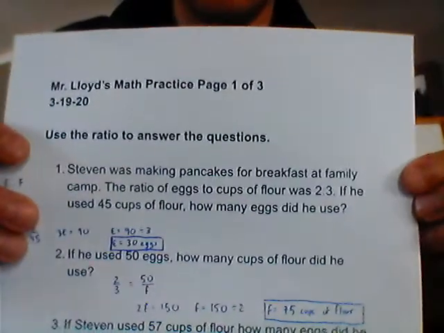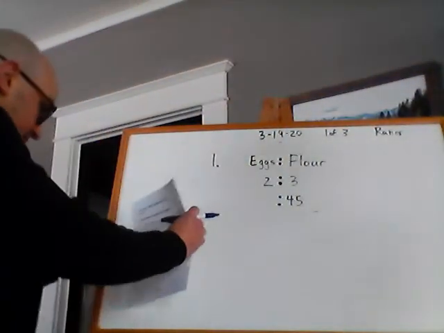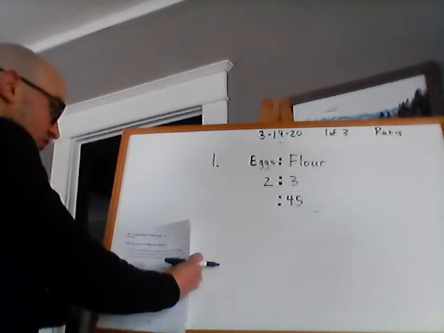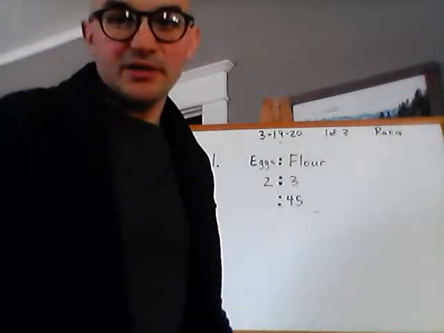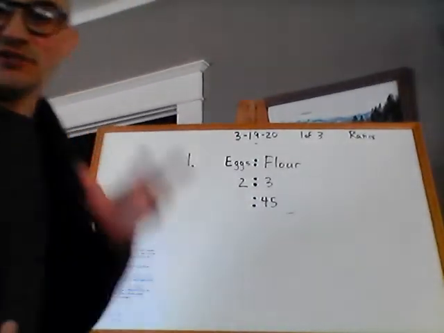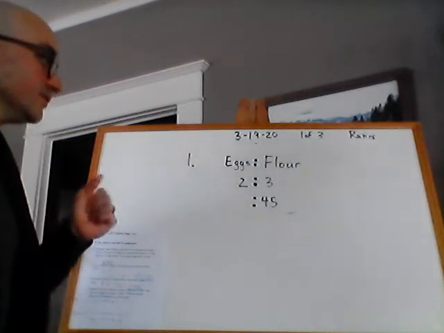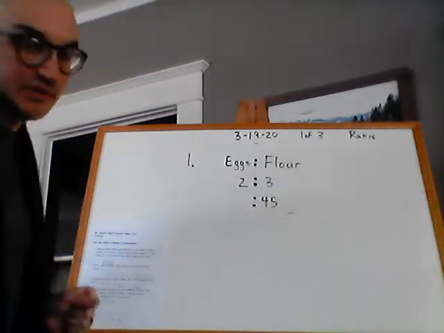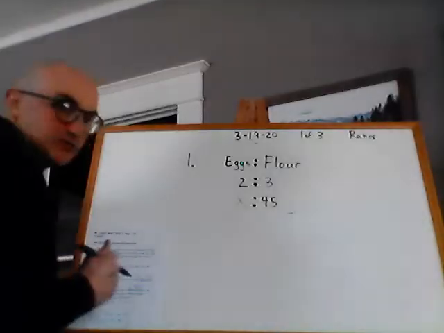My paper right here looks like this, and I'm going to go through these 4 questions with you right now. Okay, so the first question gives you a ratio about eggs to flour, and it's a pancake recipe. The initial ratio, 2 eggs for every 3 cups of flour. It says if I have 45 cups of flour, then it's asking me to find out how many eggs I need to make that recipe. So we're just making this recipe larger.